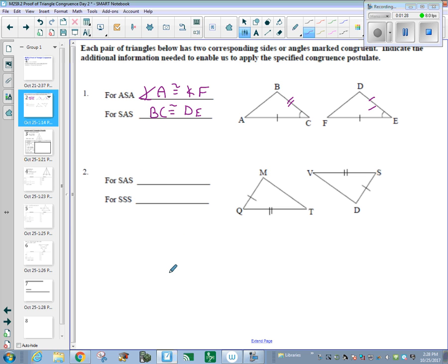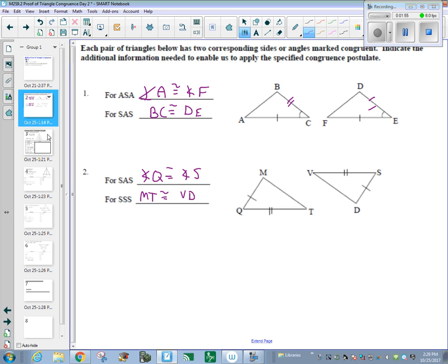And so now that you've had a chance to try them on your own, for side, angle, side, we would need an angle because we've got two sides congruent, so I would need angle Q is congruent to angle S. Oops, that's supposed to be an S, not 8. Sorry. Angle S. And then for side, side, side, we would need that MT is congruent to VD. All right, so there we go.